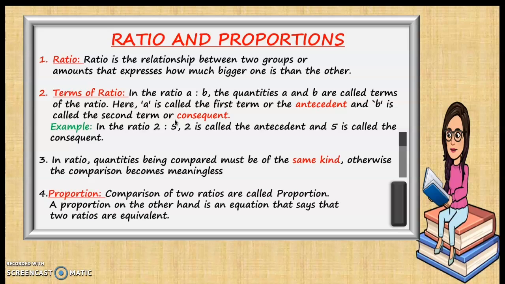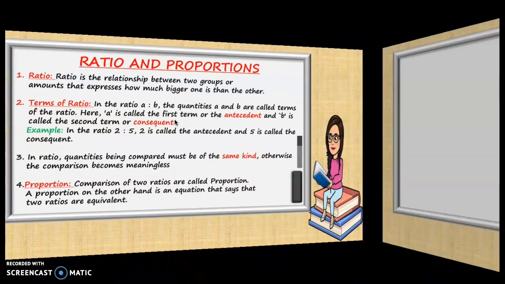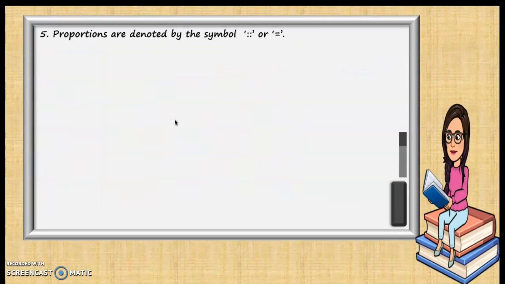Proportion. Comparison of two ratios is called proportion. A proportion, on the other hand, is an equation that says that two ratios are equivalent. Okay. In simple terms, a ratio is a comparison between two groups of the same kind, right? Similarly, a proportion is a comparison of two ratios. If two ratios are equal, then they are said to be proportional. Okay. So the next point to be remembered is that proportions are denoted by the symbol equals or this particular symbol. Okay.